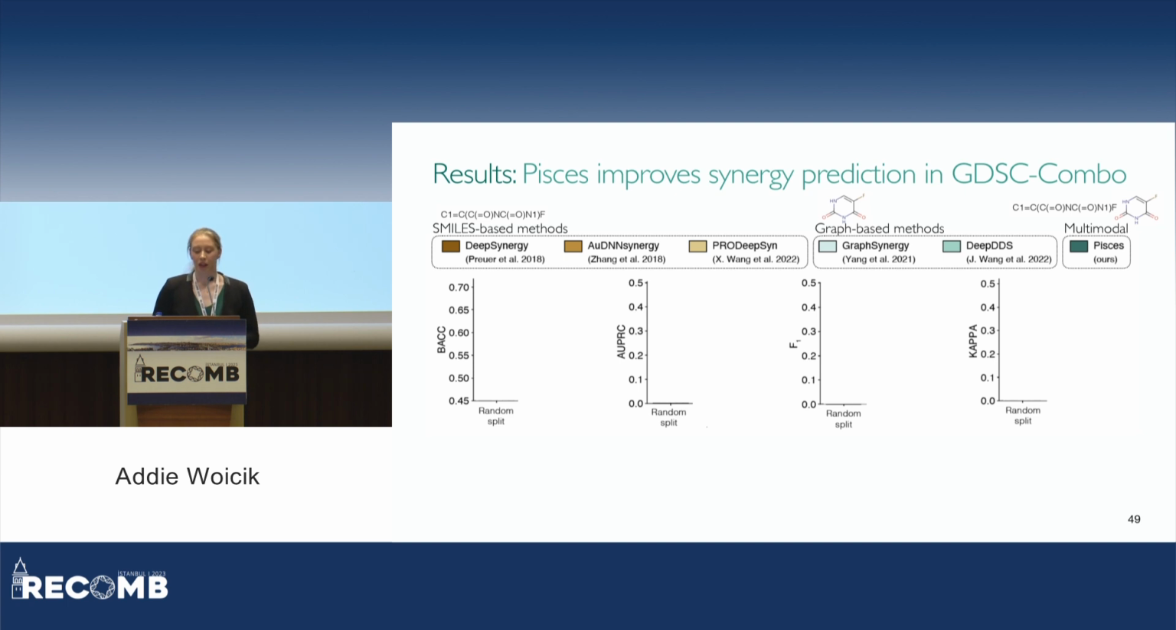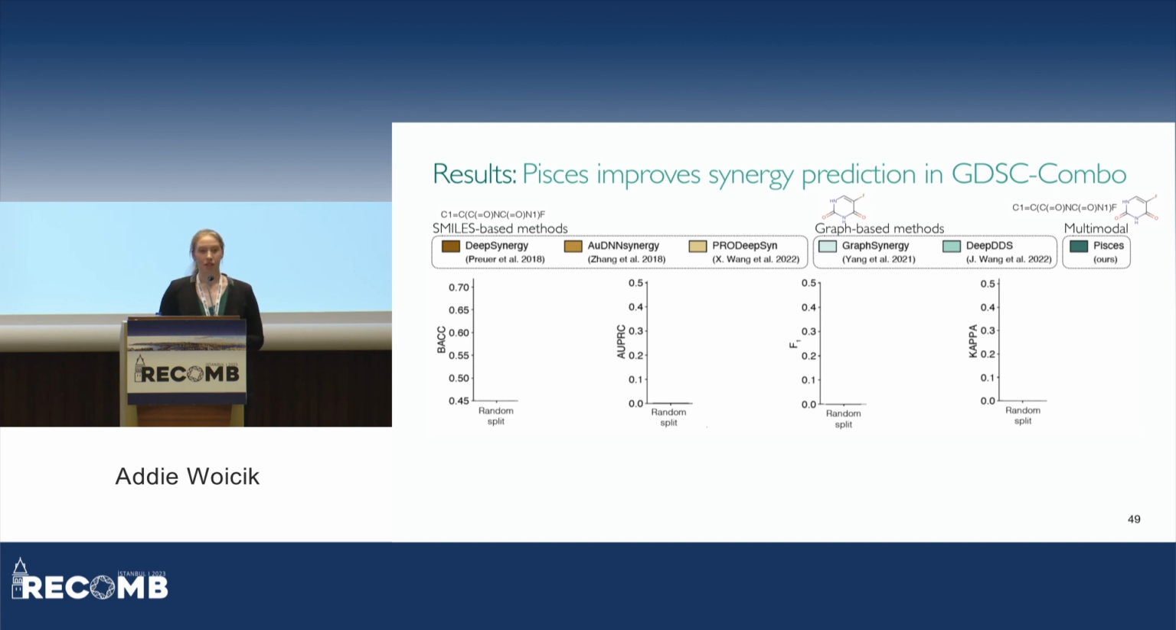We also compare with graph synergy, which uses the drug's target genes in the protein-protein interaction network, and deep DDS, which uses the drug's molecular graph. And then as a reminder, Pisces is going to be a multimodal model where we take both the SMILE sequence and the molecular graph.